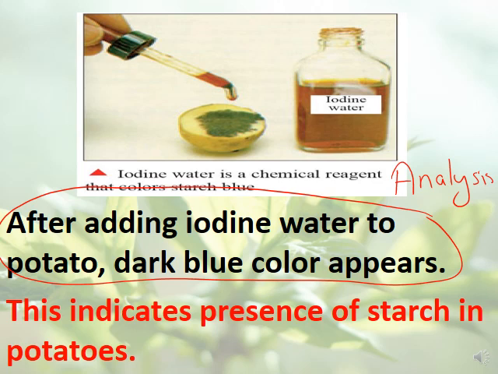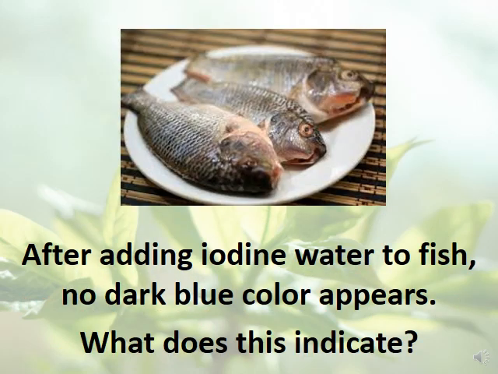So the first experiment, we did it on potato. Potato gives dark blue color with iodine water, which is a chemical reagent that gives a dark blue color with starch. So the potato contains starch. Now we add iodine water to the fish. We take the fish, and we add iodine water to it. There is no dark blue color.